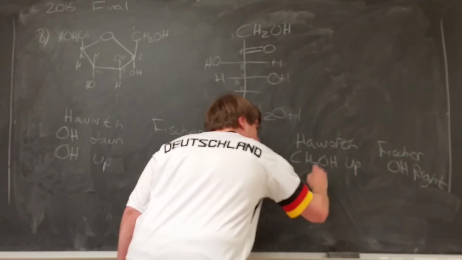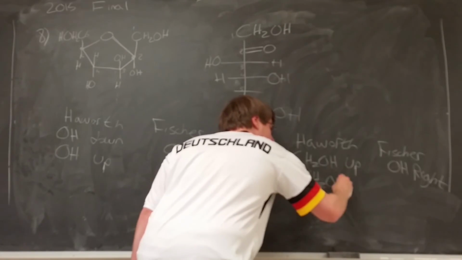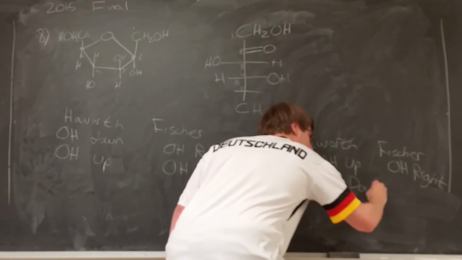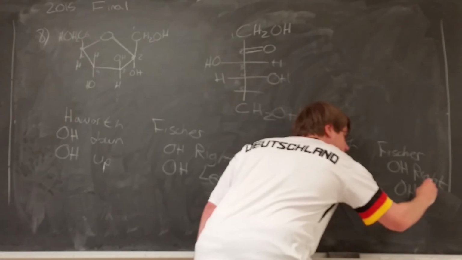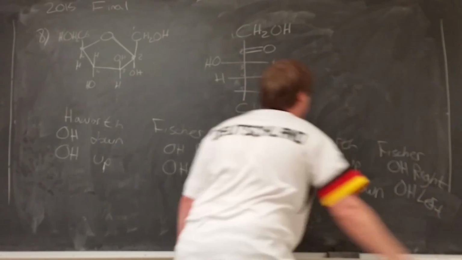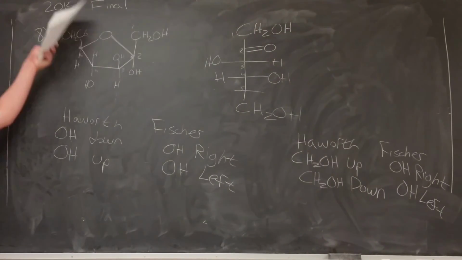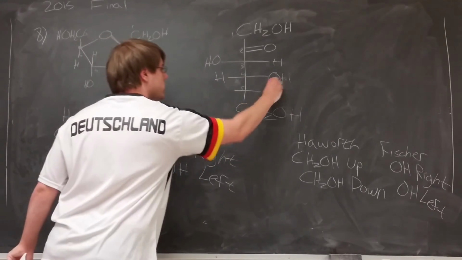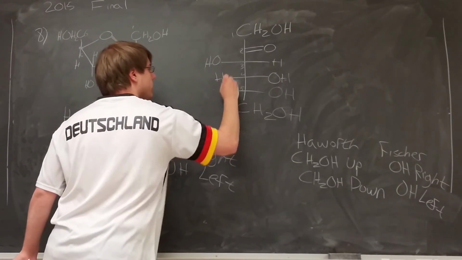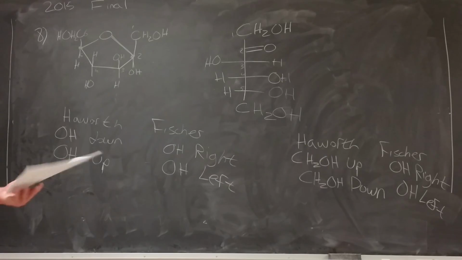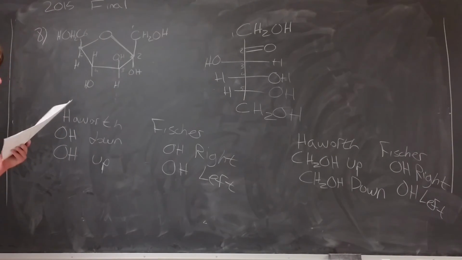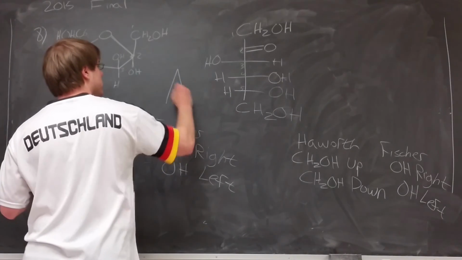Just continuing it, if the CH2OH is pointing down, then the OH is on the left. However, in this example, the CH2OH is pointing up, which means the OH is on the right. And so this would be the Fischer projection of the ketose that they gave you. And that was choice A. So the answer to this question is choice A.